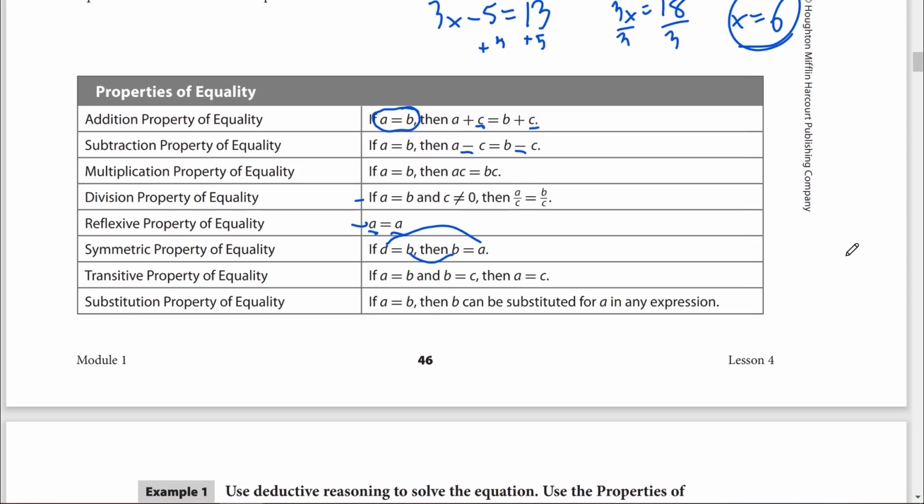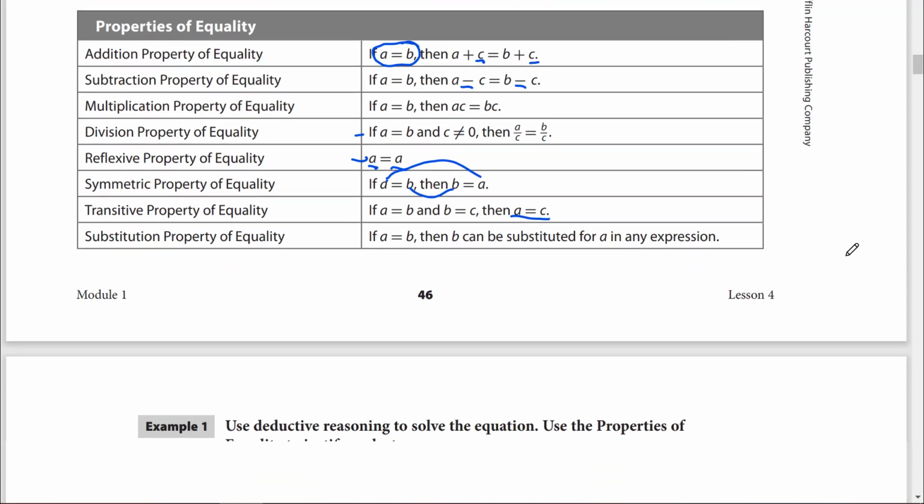Transitive property. Student A and student B have the same number of cookies, and student B and student C have the same number of cookies. Then student A and student C have the same number of cookies. So if two people equal a third, in this case A and C both equal student B, then A and C are going to equal each other.